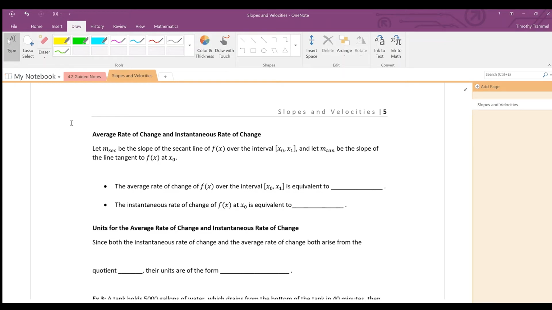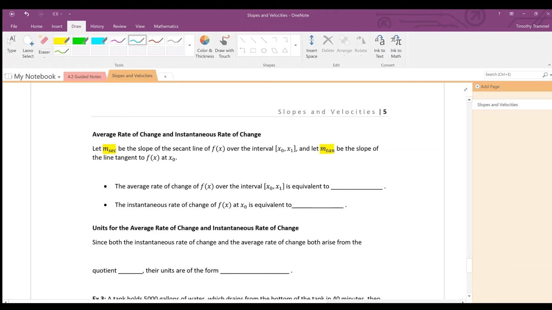The last thing that we're going to do is just really generalize what we've been talking about. And so first thing, I'm going to use this M sub SEC to mean just the slope of the secant line of f of x over some interval. And I'm going to use M sub tan to be the slope of the tangent line of f of x at t naught.